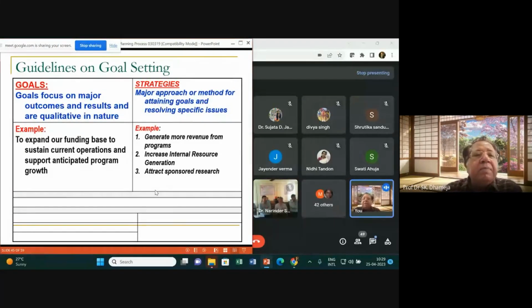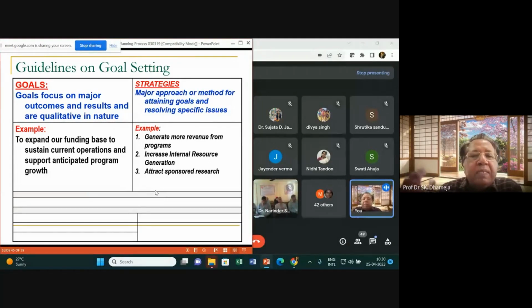For example, it's like a guideline on goal setting. The goals focus on the major outcomes and the results and are qualitative in nature. For example, to expand our funding base to sustain current operations and support anticipated program growth. So this is a goal. It is a very general goal. It's not specific.